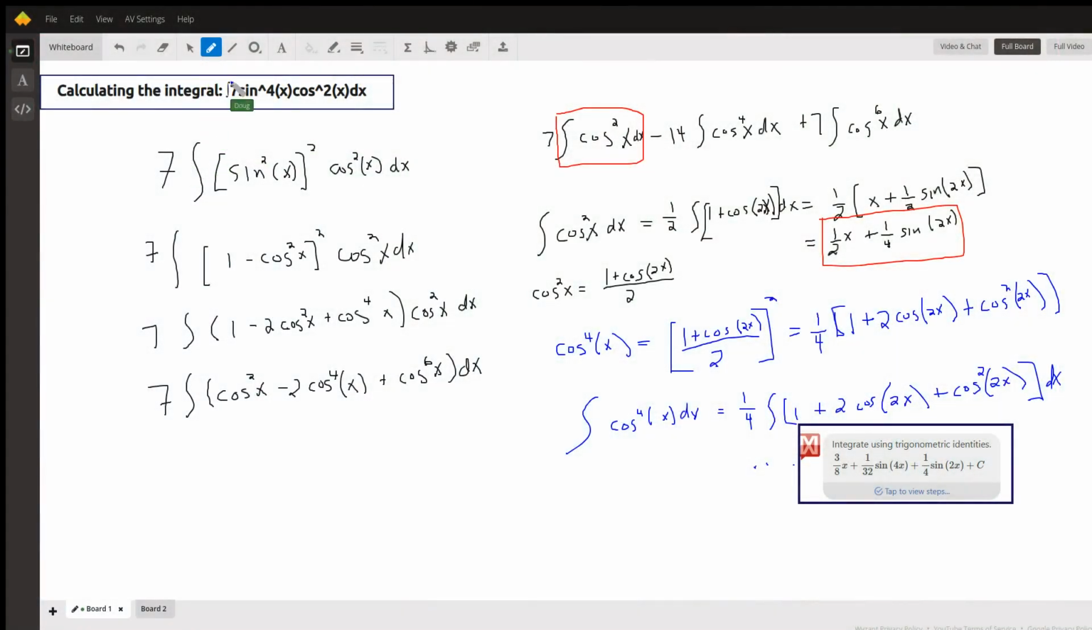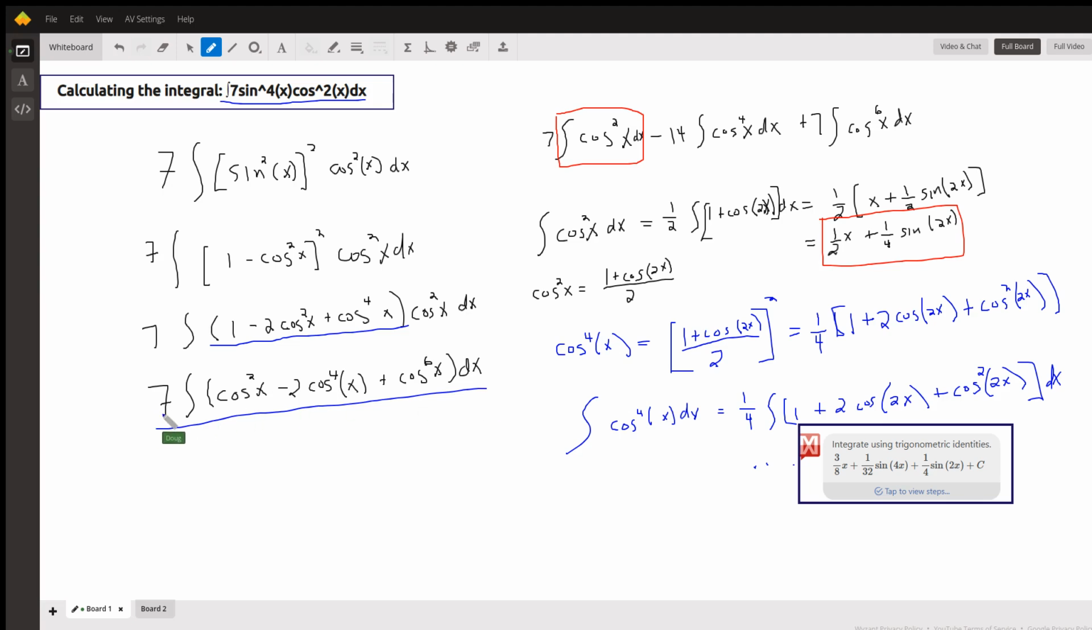To do this problem, we're trying to find an antiderivative for this integrand, 7 sine 4th x times cosine squared x. One way to do it is to think of sine to the 4th of x as sine squared, quantity squared. And then sine squared is 1 minus cosine squared, a trigonometric identity. If you square that binomial, you get this perfect square trinomial.